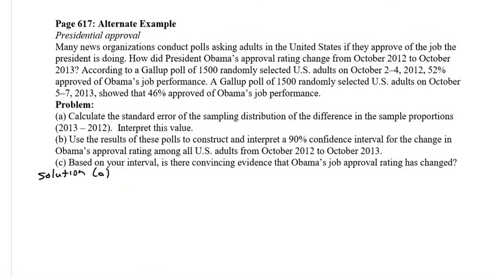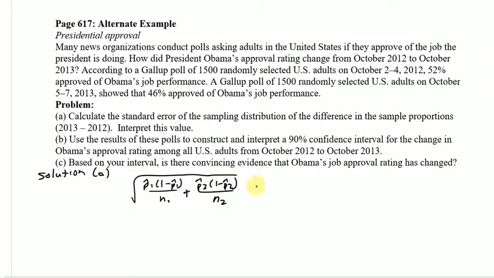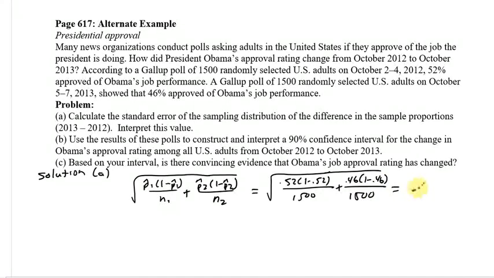It would be with our formula: the square root of P hat 1 times 1 minus P hat 1 over N1 plus P hat 2 times 1 minus P hat 2 over N2. So in this case that would be the square root of 0.52 times 1 minus 0.52 divided by 1500 plus 0.46 times 1 minus 0.46 divided by 1500, and that turns out to be 0.0182. So that's the standard error, sometimes known as standard deviation as well. Okay, so our solution for B.